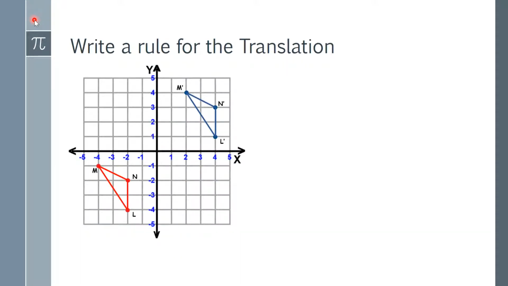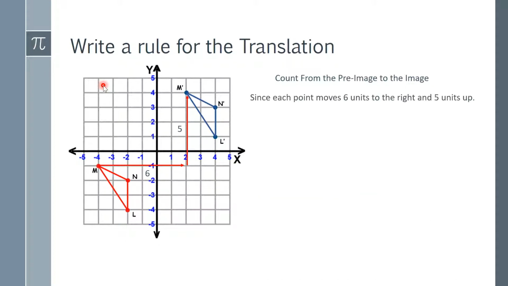So here is our image and pre-image. So remember, the pre-image is the one without the prime. So this is the original object. So we're moving this object to this object. So how does this object move over here? So we're going to count from the pre-image to the image. So right there, that is 6 units. So we take 6 units. 1, 2, 3, 4, 5, 6. That gets in line with M prime. And then we have to go up 1, 2, 3, 4, 5. So we go right 6, up 5.